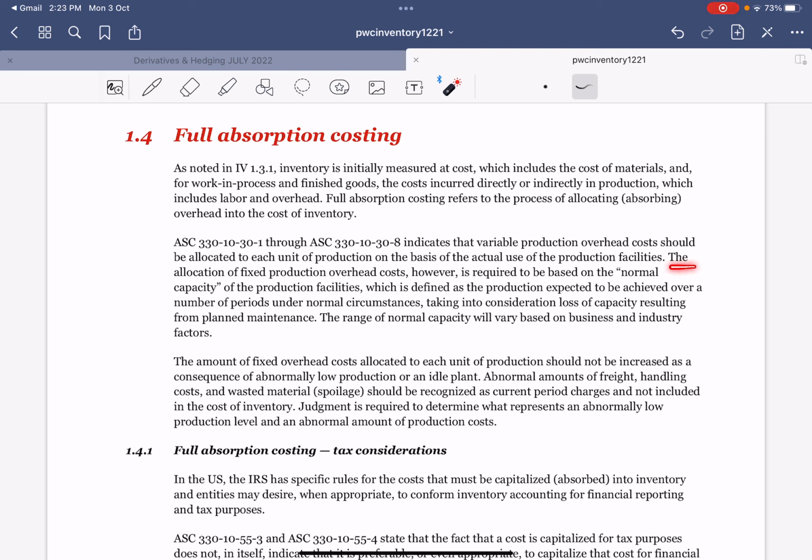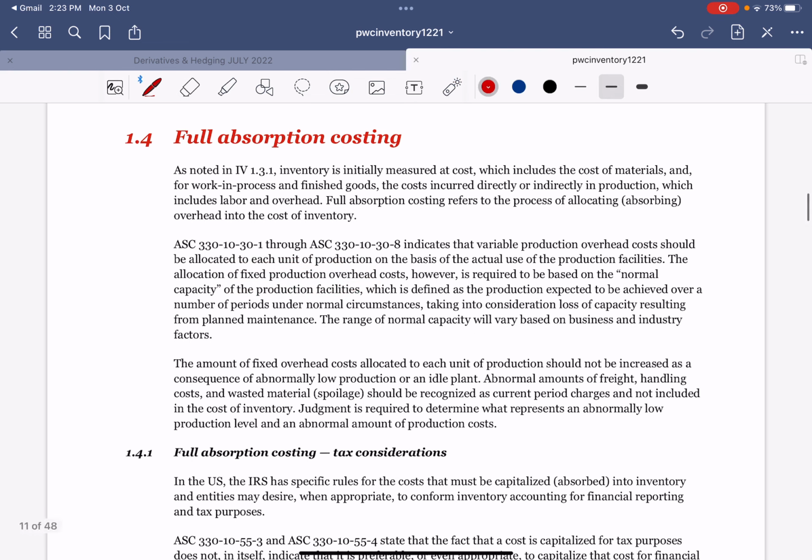Again, the allocation of fixed production overhead cost is required to be based on normal capacity of the production facilities. What is normal capacity of production? Production expected to be achieved over a number of periods under normal circumstances, taking into consideration loss of capacity resulting from plant maintenance. The range of normal capacity will vary based on business and industry factors. So full absorption costing says variable production overhead should be considered in valuation of inventory, and we also consider fixed production overhead.